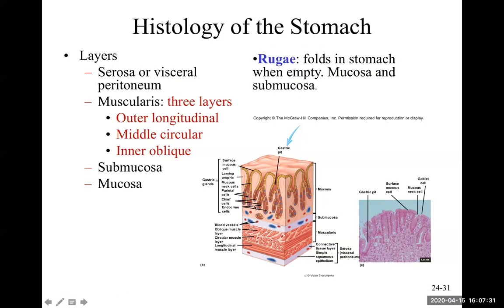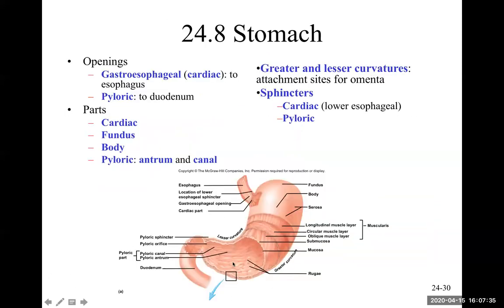The rugae are folds in the stomach, seen when it's empty, right here. So when it's empty, the stomach is very small, it shrinks up. And then when you start eating, this is why it's good to have smooth muscle here. As you start eating, you push down the folds, allowing the smooth muscles and the mucosa to relax and accept more food.